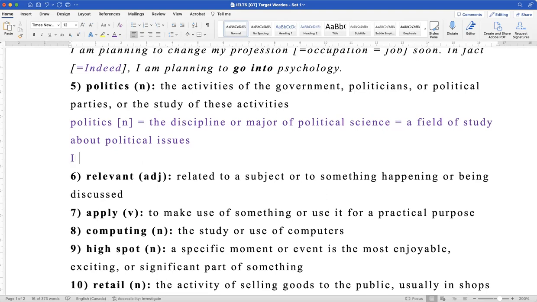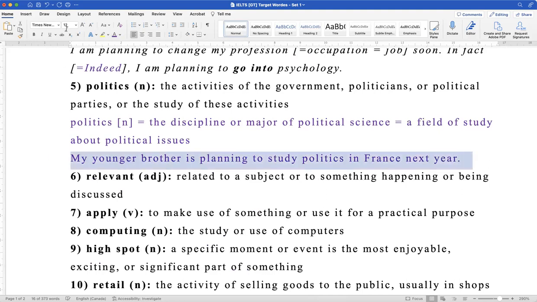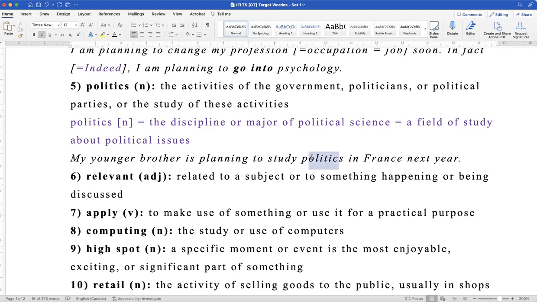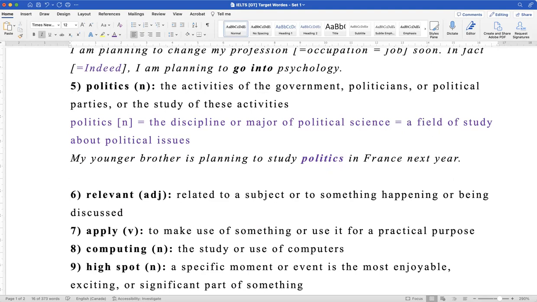You can say, as an example, my younger brother is planning to study politics in France next year. So in this example, as you can clearly see, it is a field of study, politics. And as you see, it ends with the letter S, but this is the name of the subject, the discipline. So that's why we use it with an S, but we use a singular verb after it. Politics is my favorite subject. So here I'm saying politics is, not are. So please be careful, because here this S doesn't make it plural. It simply makes this a discipline. So I hope it is clear for you, everyone.